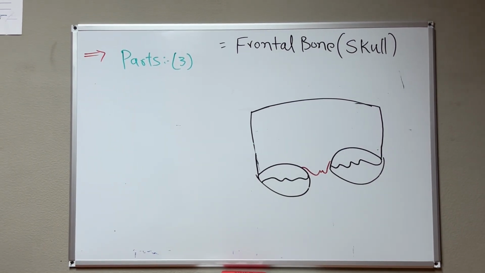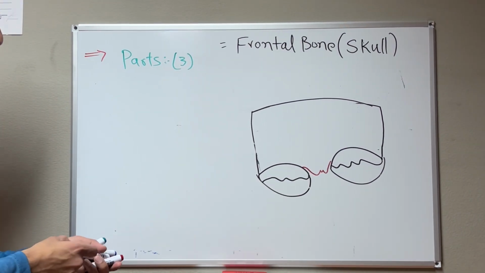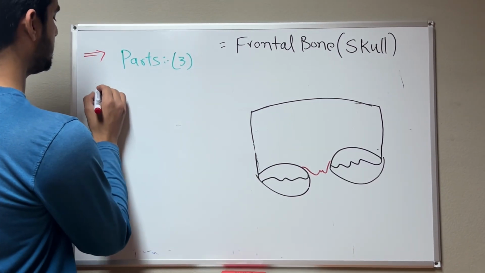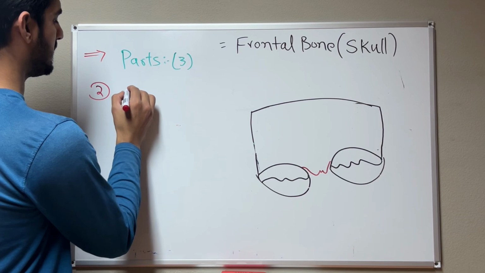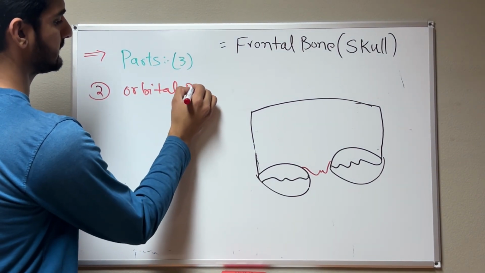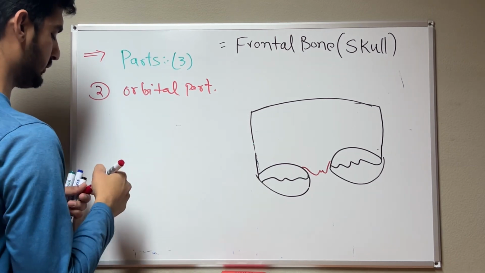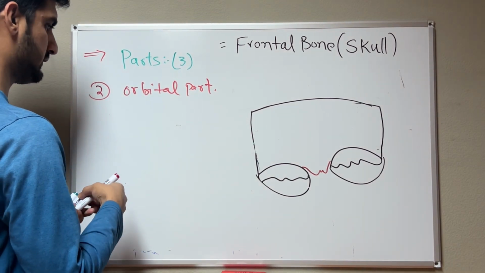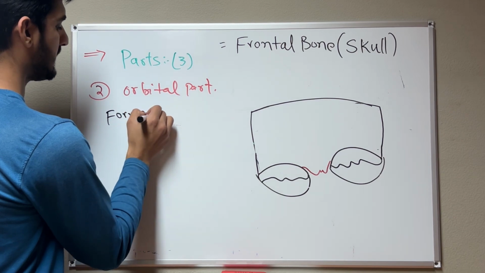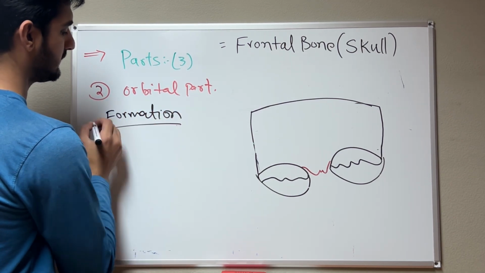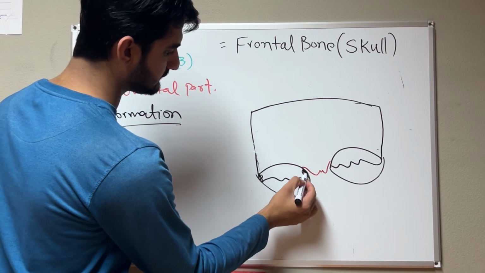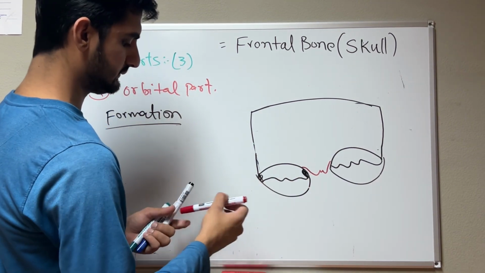Next part we have the orbital part, the second part of the frontal bone. We are going to discuss the formations of the orbital part. Which formations do we have in the orbital part? First we have two fossae. One is here and one is here. Okay, two fossae.